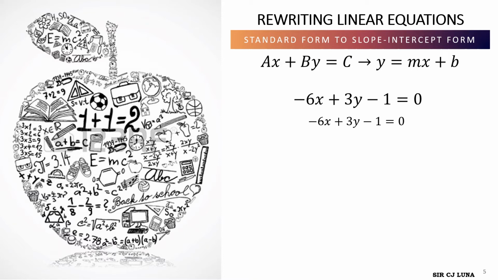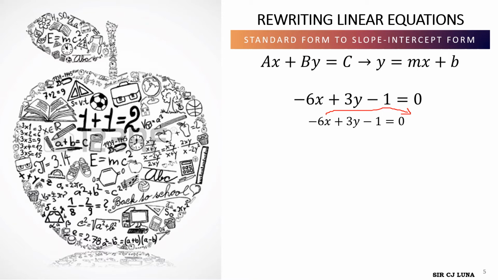Ibig sabihin ng transpose, yung negative 6x, ililipat mo sa right side, kailangan yung kanyang sign mag-iiba din. From negative 6x, magiging positive 6x siya nun. Okay? Ganun yung transposition. You are changing the sign of the term.